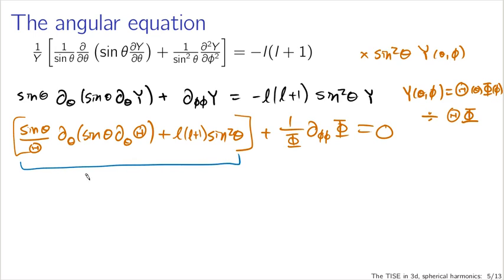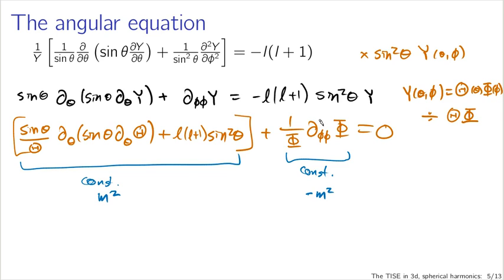So as before, this has to be some constant, and this has to be some constant. And in this case, looking at this partial differential equation, you can probably guess that what we want to use for the constant here is something like m squared. In this case, I'm going to say this is equal to minus m squared, and this is equal to m squared. I've got a second partial derivative being divided by a constant. This part gives us an ordinary differential equation for capital phi as a function of phi.